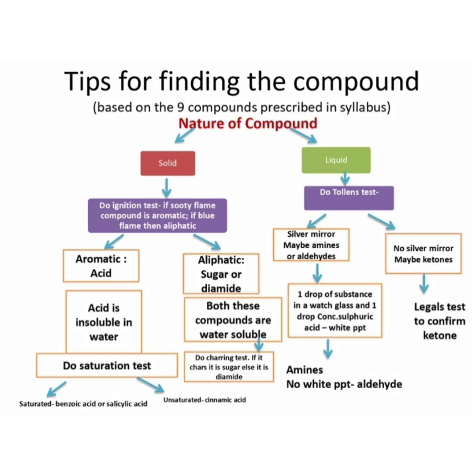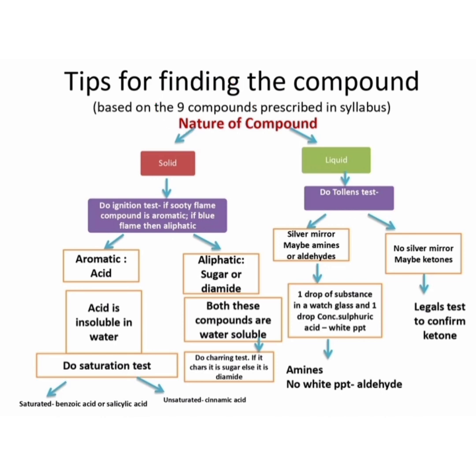Now whatever I am giving you is just a tip only, but you have to remember that this is only as for your prescribed syllabus. When you are dealing in undergraduate or in higher postgraduate classes, you may be given more number of functional groups. At times this may not work, but this is only for your 12th standard prescribed syllabus. So when it comes to organic compounds, 9 compounds are mentioned in your syllabus.